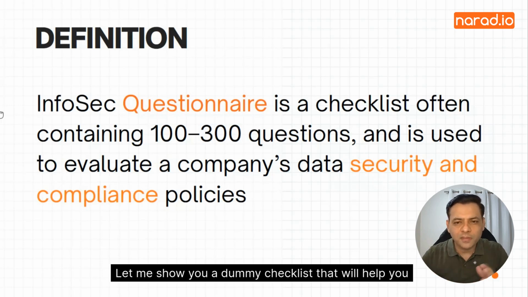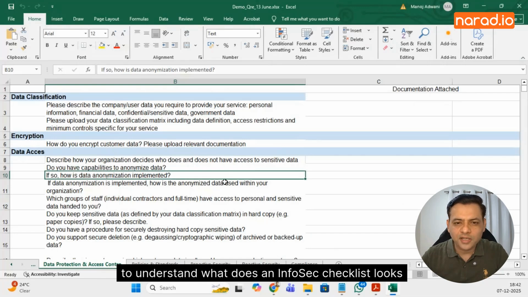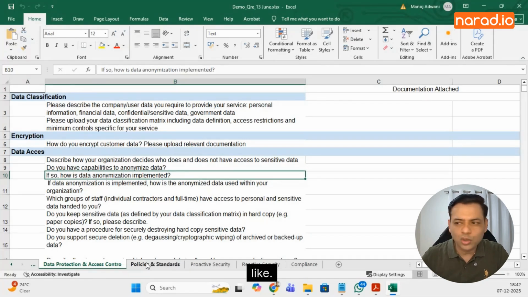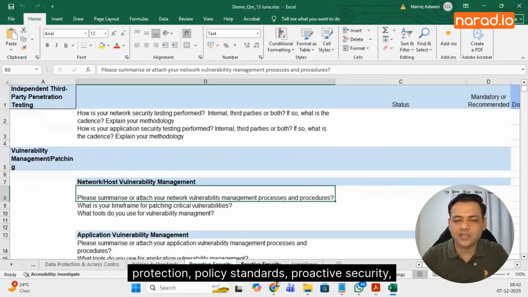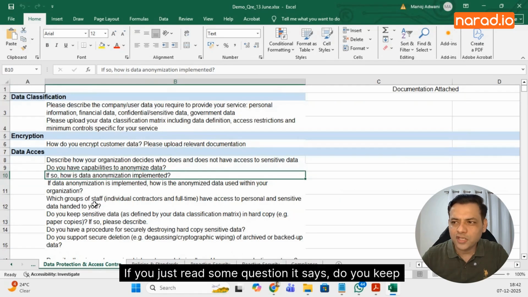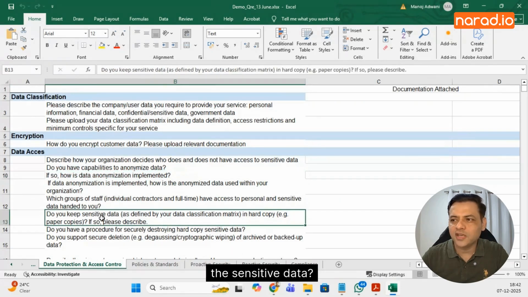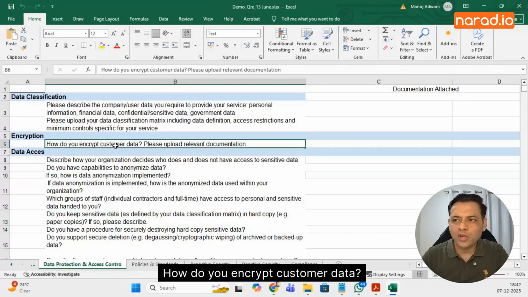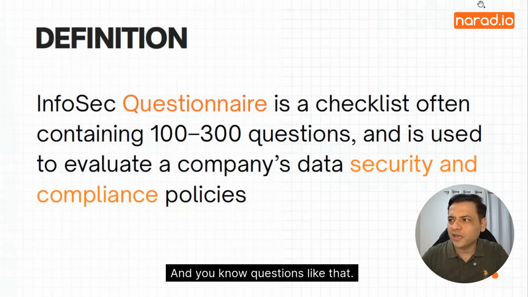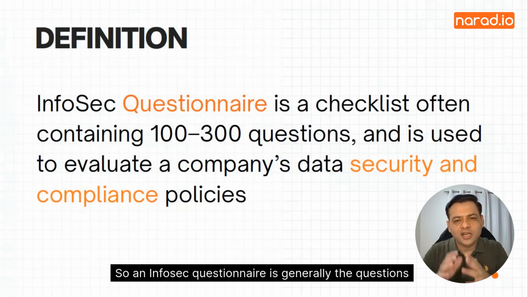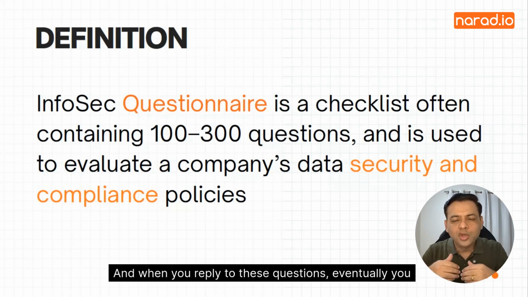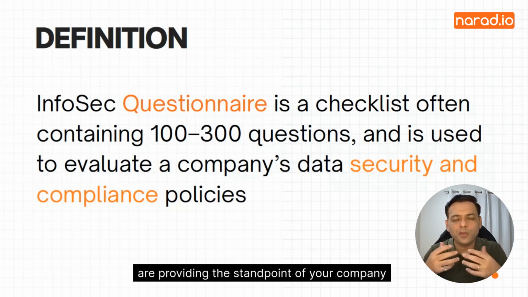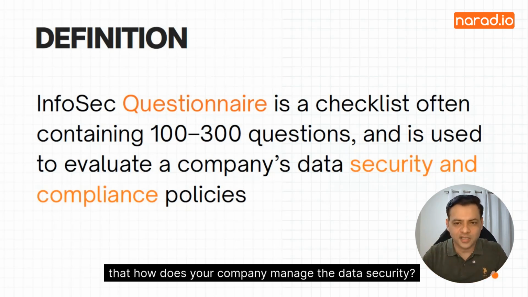Let me show you a dummy checklist that will help you understand what an InfoSec checklist looks like. A checklist is generally divided into parts like data protection, policy standards, proactive security, reactive security. If you read some questions, it says, do you keep sensitive data? If yes, how do you do it? How do you encrypt customer data? And questions like that. So, an InfoSec questionnaire is generally questions around your company's data security and policies. And when you reply to these questions, eventually you are providing the standpoint of your company on how it manages data security.